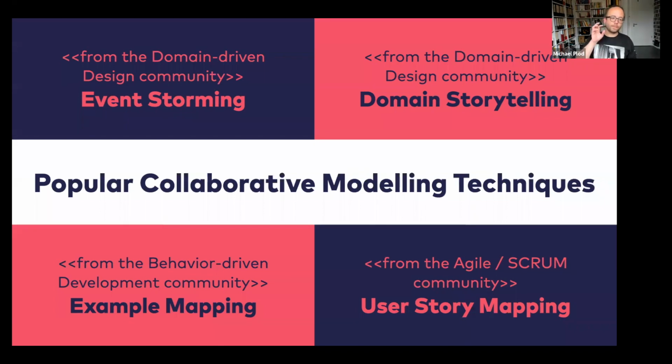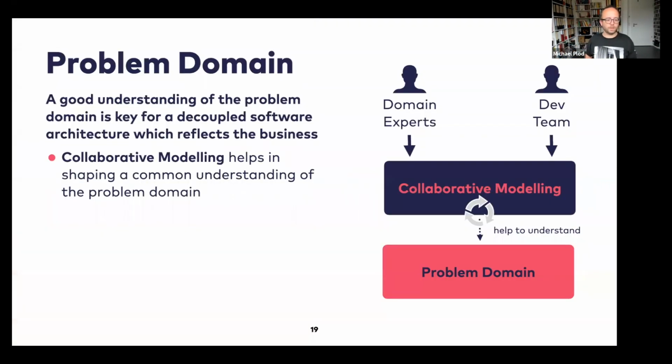I won't dive deep into those collaborative modeling techniques now, because I want to focus more on the building blocks of the strategic design. But they help us in getting a good understanding of the problem domain. So we want to understand what is in there. What are the boundaries of our problem domain? What do we need to solve? What are other folks solving, for instance? And it is very important that we get a common understanding.